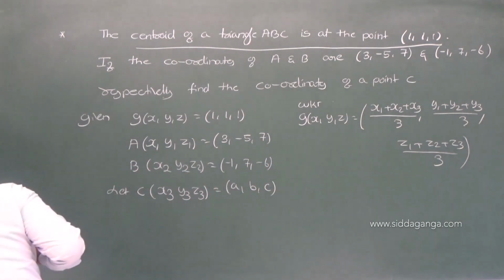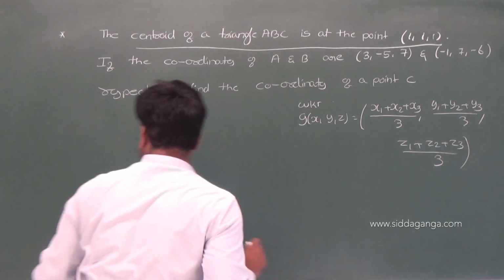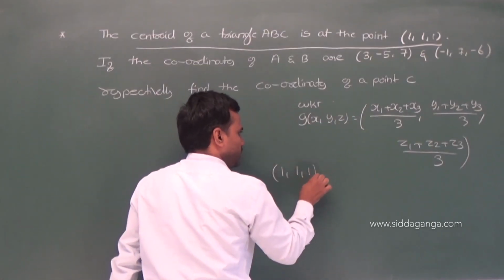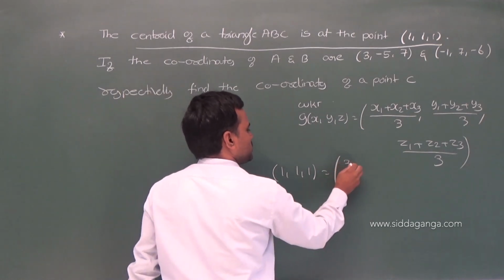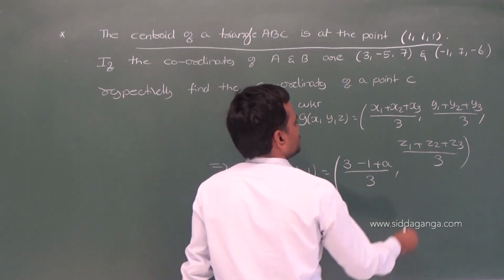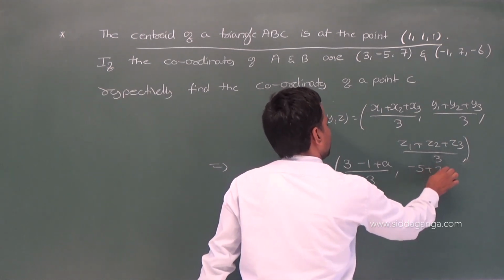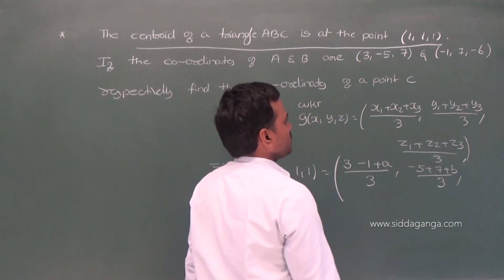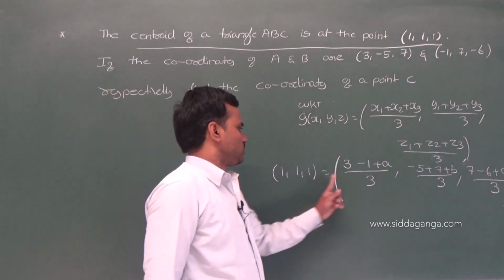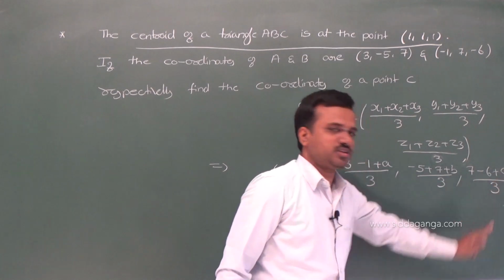That implies G(x, y, z), which is (1, 1, 1), is equal to x coordinate: 3 plus (-1) plus a, divided by 3. Similarly, the y coordinate: -5 plus 7 plus b, divided by 3. Similarly, the z coordinate: 7 minus 6 plus c, divided by 3. So x1 plus x2 plus x3 divided by 3, y1 plus y2 plus y3 divided by 3, z1 plus z2 plus z3 divided by 3.